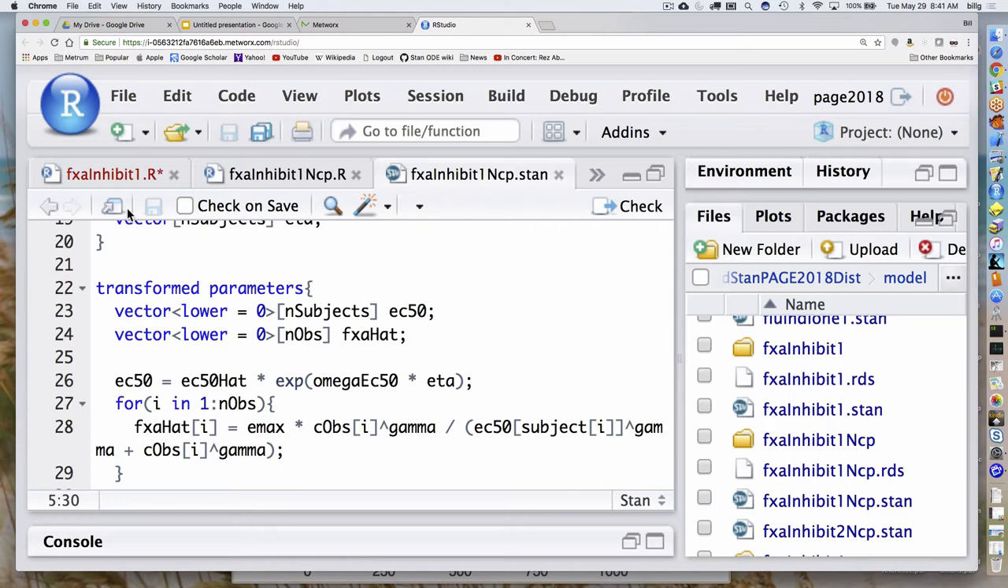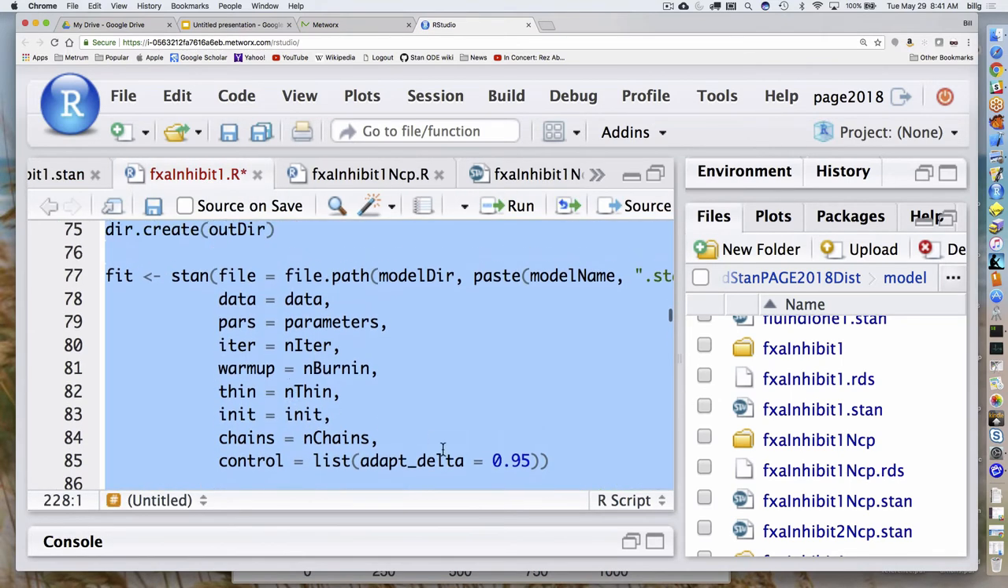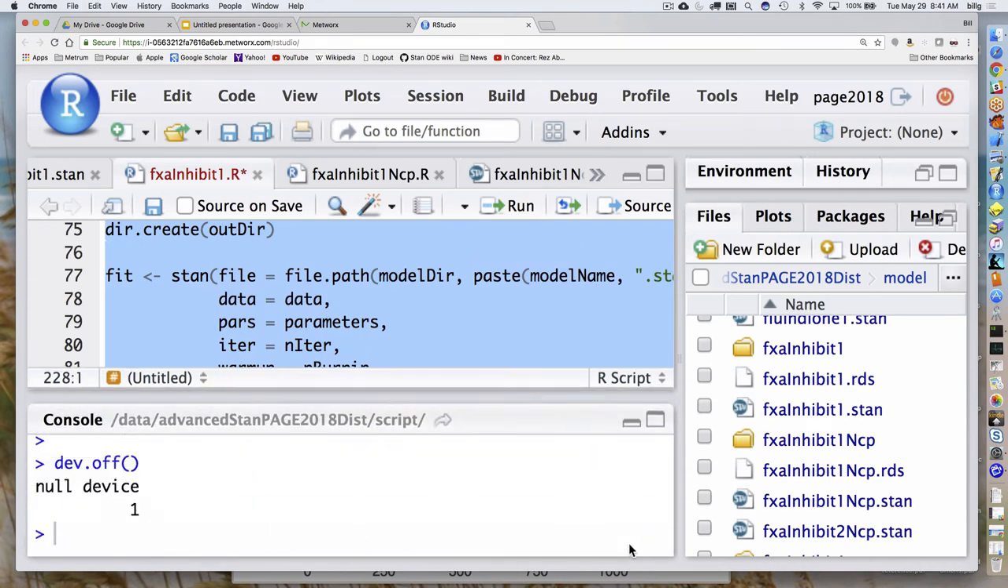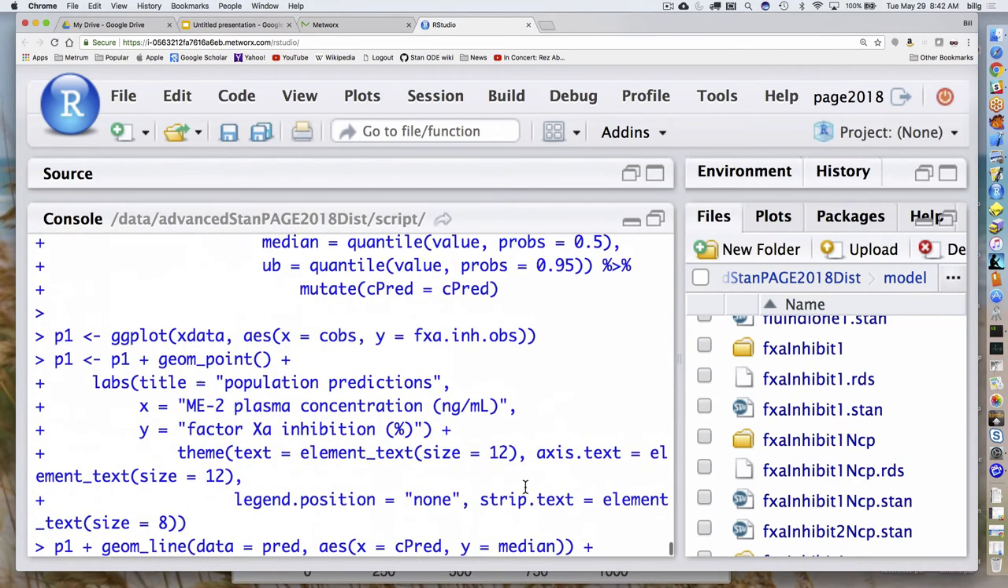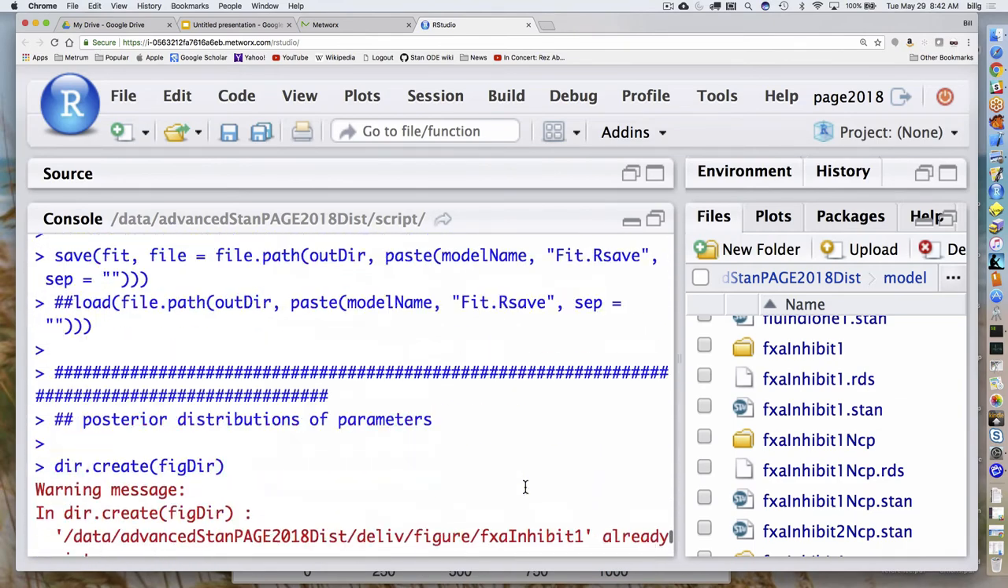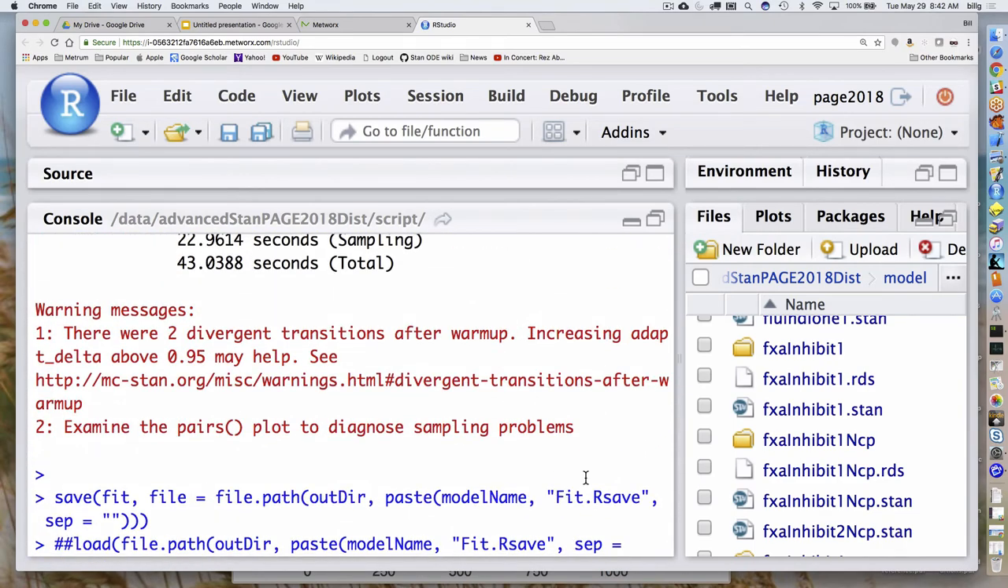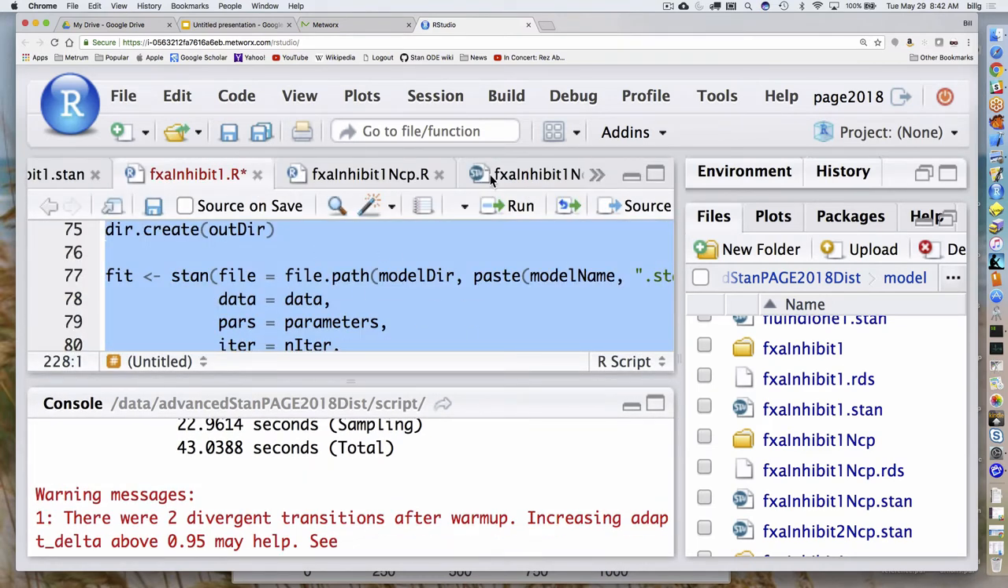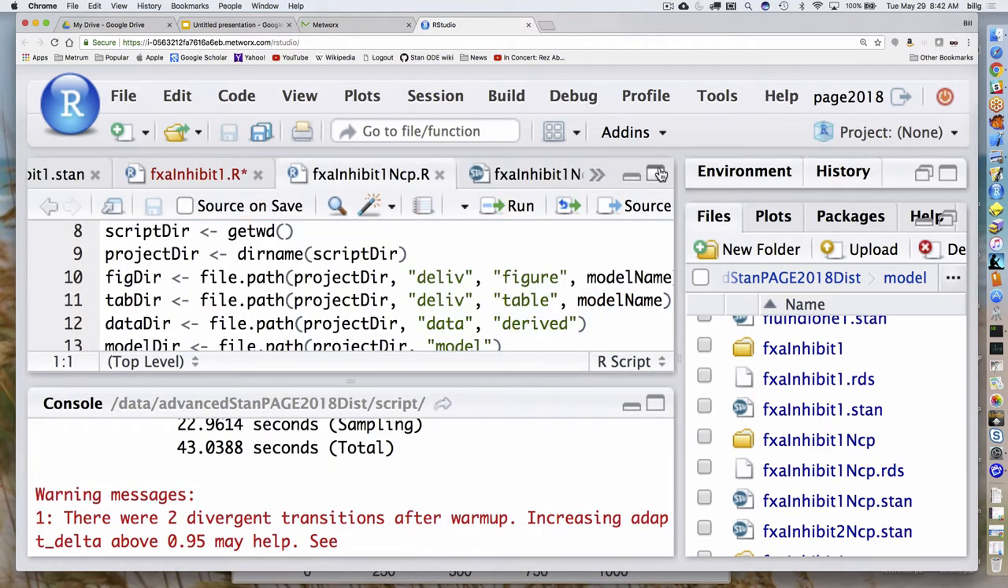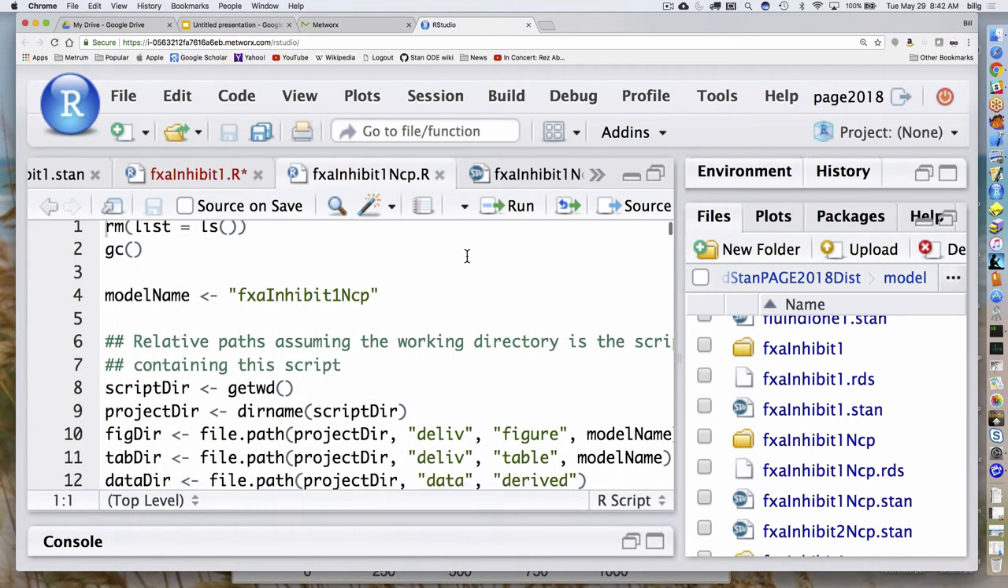And let's go back to our old buddy here. Did it finish? Yeah, it finished. Let's see what it did here. Well, it knocked them down. It knocked them down to 2 by when I jumped to 0.95. But let's say we're not happy with that. Let's say we're Mike Betancourt. Okay, so that's when I would go ahead and do the non-centered parameterization for this. And just for fun, let's go ahead and run it.